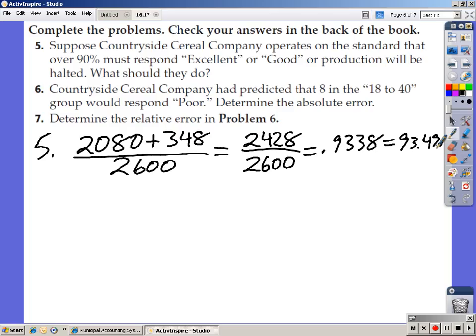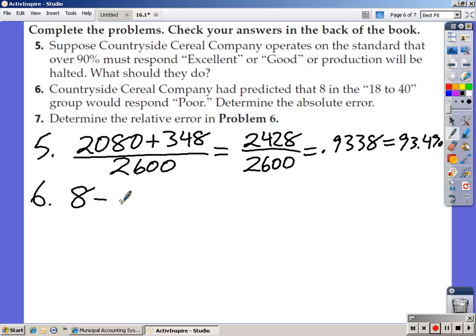So the question is, what should they do? Well, they operate on the standard that over 90% must respond excellent or good, and obviously we have 93.4% that fall into that category. So, keep production going. Number 6 says Countryside Cereal Company had predicted that 8 in the 18 to 40 group would respond poor. Determine the absolute error. Remember, when you do the absolute error, it's always prediction minus the actual.